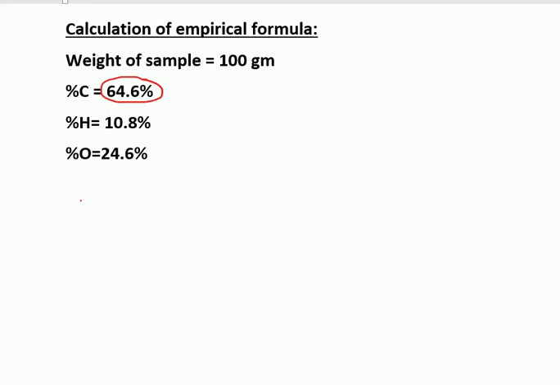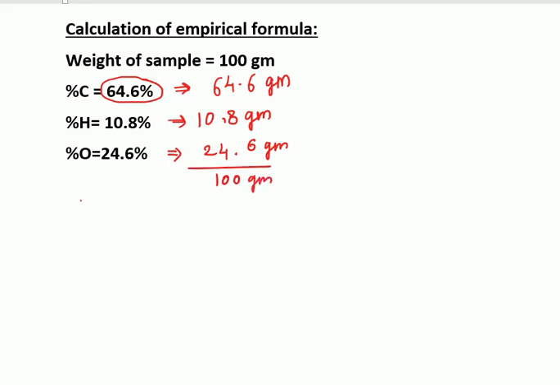Now the first step to calculate the empirical formula is to calculate the moles of the elements. So the first element is carbon. Moles of carbon is equal to its gram weight, that is 64.6 gram, upon its molar mass, that is 12, exact is 12.01 gram per mole, and it comes out to 5.38 moles of carbon. Means in our organic compound 5.38 moles of carbon are there.